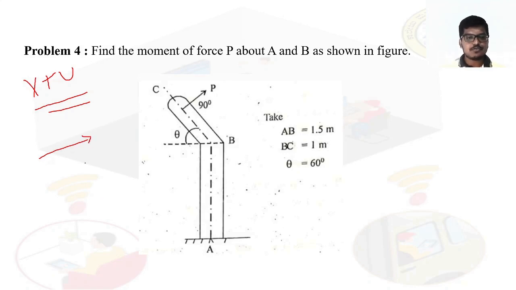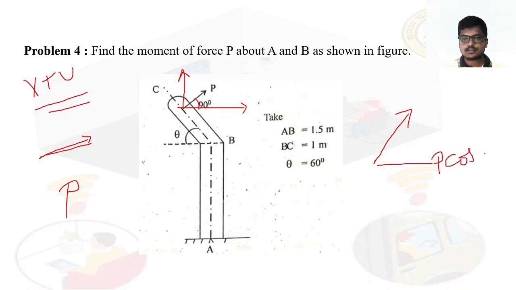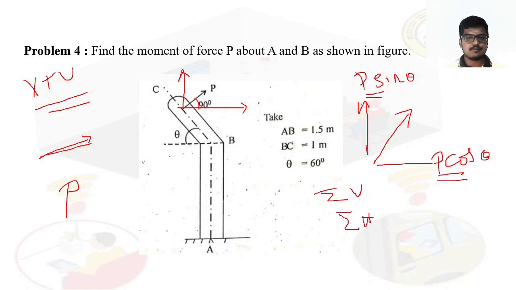So what we have to do? We have to resolve the forces, that is P. See here, P is like this, right? So it will become one horizontal, one vertical. So it will become P cos theta and this will become P sin theta. Whenever we do the procedure, sigma V, sigma H, we should take these values, sigma H value this, sigma V value this. We are not taking this P value.